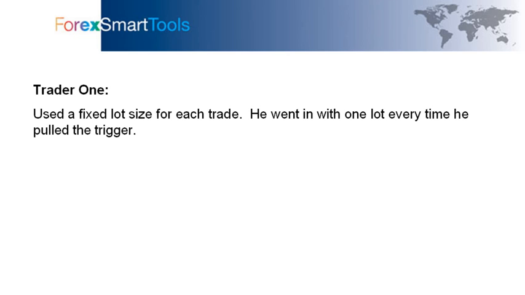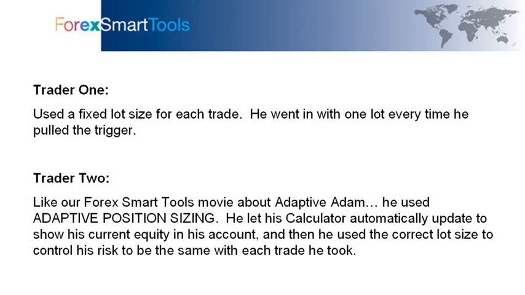Well, they used a fixed lot size for each trade. They went in with one lot every time they pulled the trigger. Trader 2, like our Forex Smart Tools movie about adaptive Adam, we hope you remember that, used adaptive position sizing. He let his calculator automatically update to show his current equity in his account, and then he used the correct lot size to control his risk to be the same with each trade he took. So his position size is not the same, but his risk is the same.